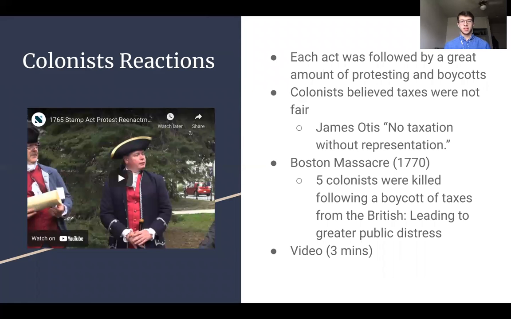So this resulted in the Boston Massacre. Why don't you take a second to write down what you may think this was all about?